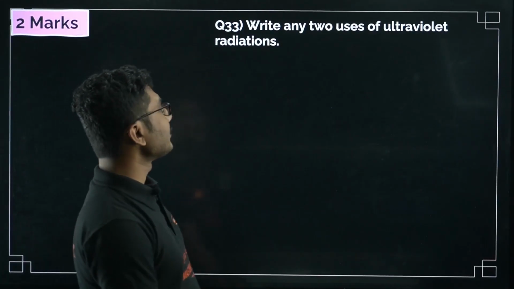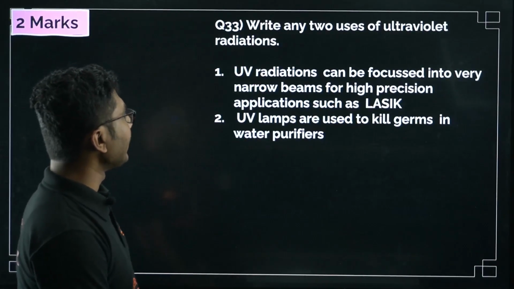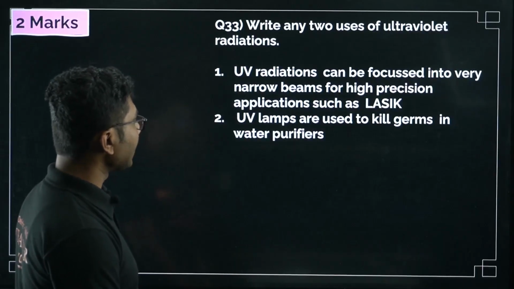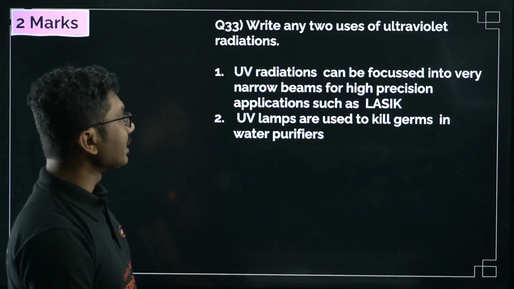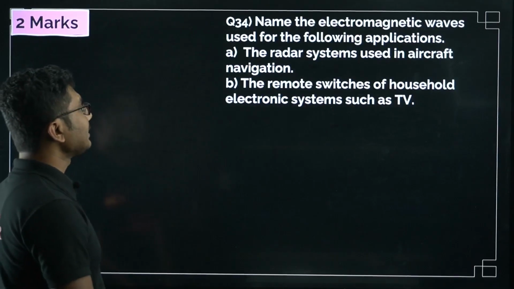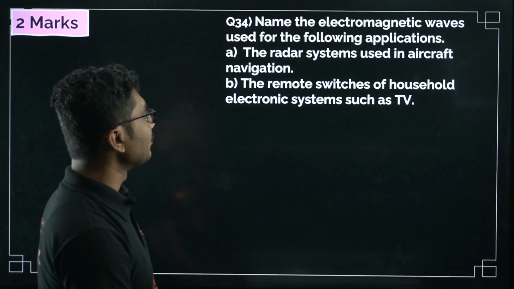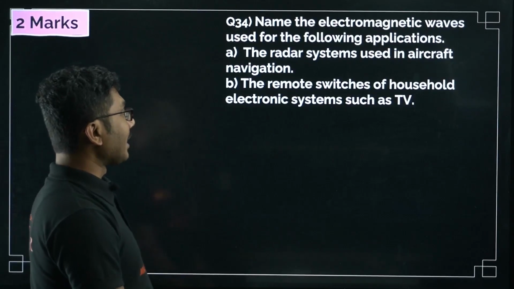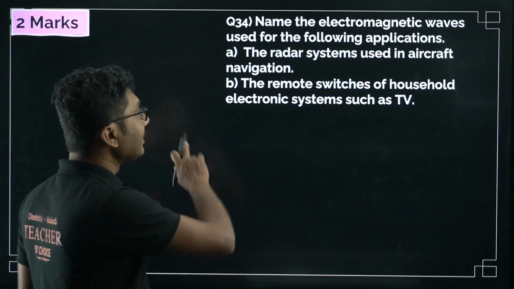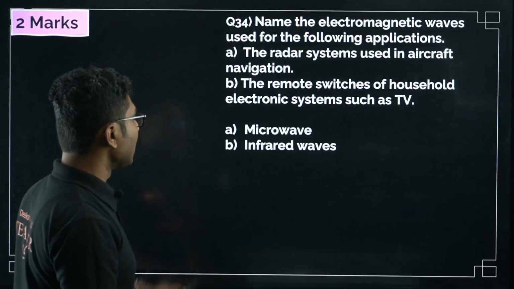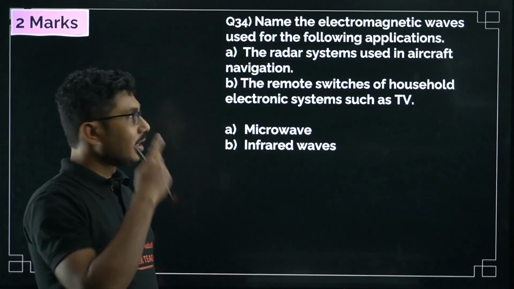Write any two uses of ultraviolet radiation. Ultraviolet radiation can be focused into very narrow beams for high precision applications such as LASIK. LASIK is an eye operation. UV lamps are used to kill germs in water purifiers. Next, name the electromagnetic waves used for the following applications: radar system used in aircraft navigation, and the remote switches for household electronic devices. For the radar system we use microwaves, and for remote switches we use infrared rays.